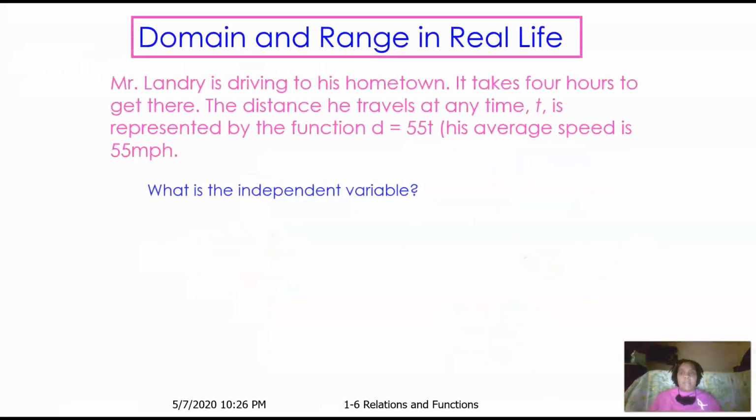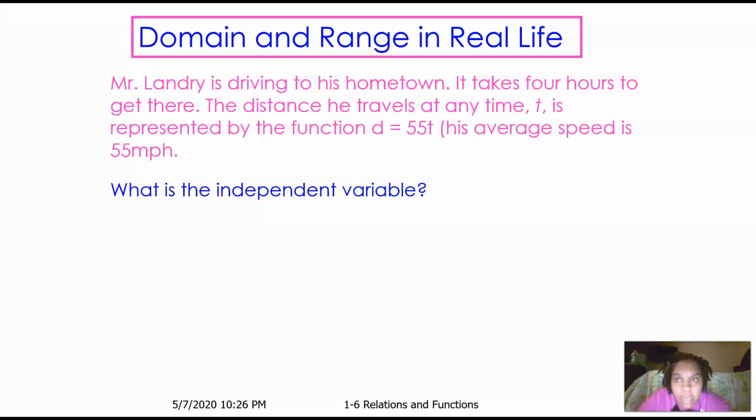Okay. So looking at a real life word problem, Mr. Landry is driving to his hometown. It takes 4 hours to get there. The distance he travels at any time t is represented by the function d equals 55t. His average speed is 55 miles per hour. So look, what is the independent variable? The independent variable is the time that he drives.